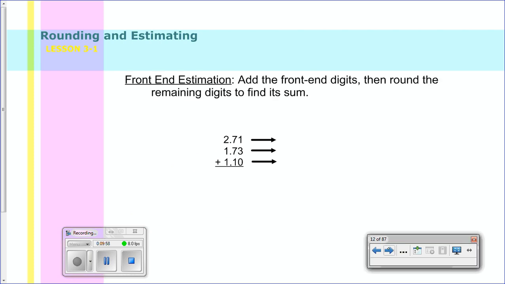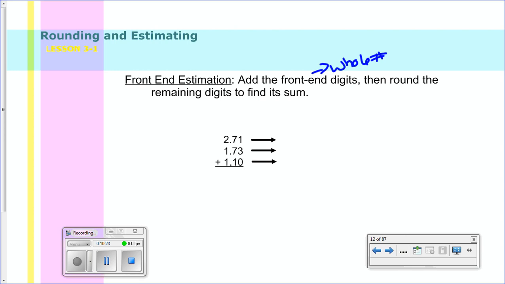All right. So what we've been looking at are just different ways to estimate. One, you just round it to the nearest whole digit. And what we have here is called front-end estimation. And this is really when you add the front-end digits. So you add the whole number. Front-end digits means the whole, so not the decimal piece. Add together the whole numbers and then round the remaining digits to find its sum.